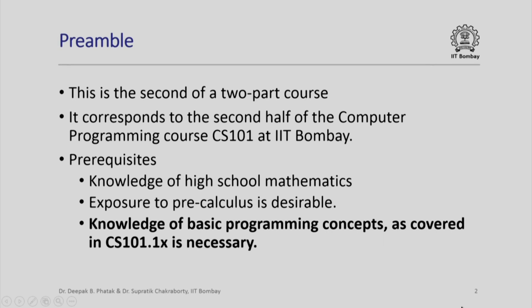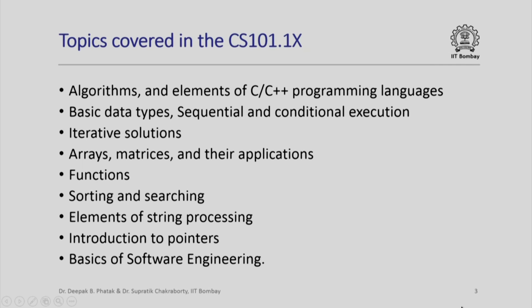In the first part, we have covered a major chunk of procedural programming aspects, and therefore, the prerequisites for this second part are, apart from knowledge of high school mathematics and exposure to pre-calculus, the complete understanding of the basic programming concepts as were covered in CS101.1x. Just to help you, we are listing here the topics which were covered.